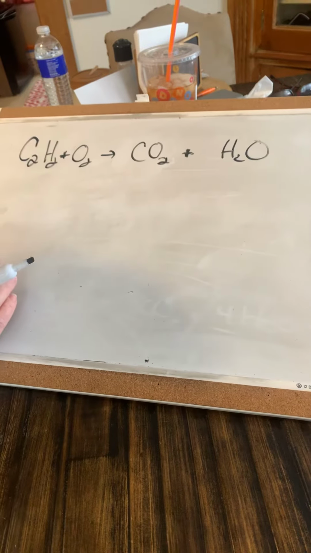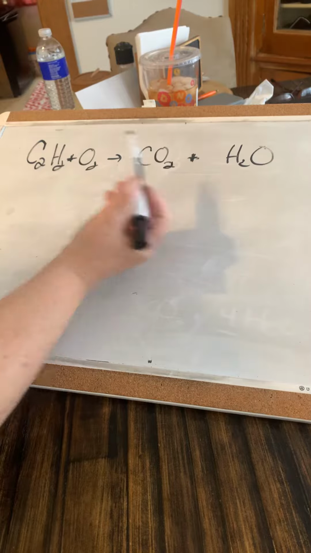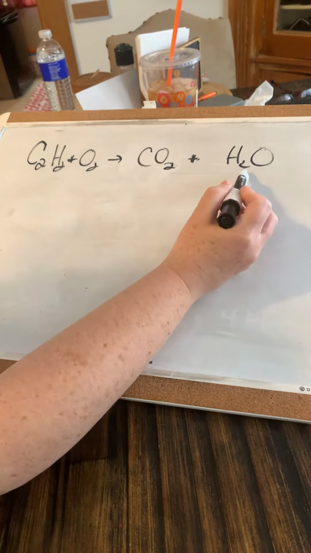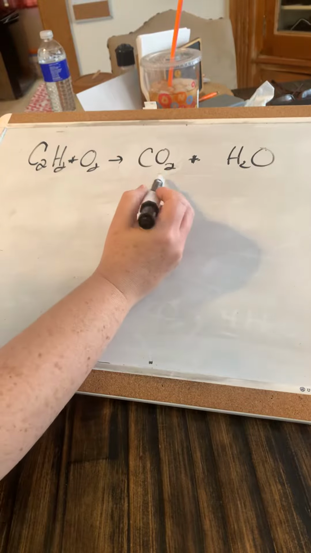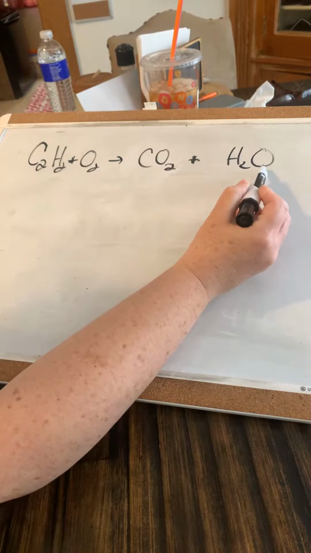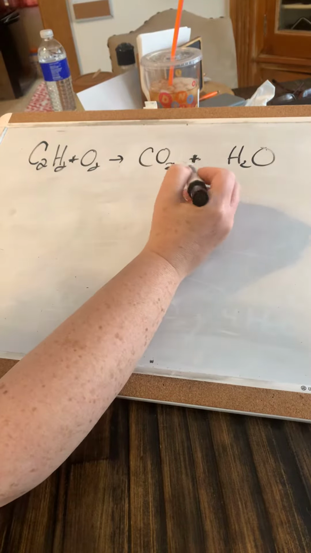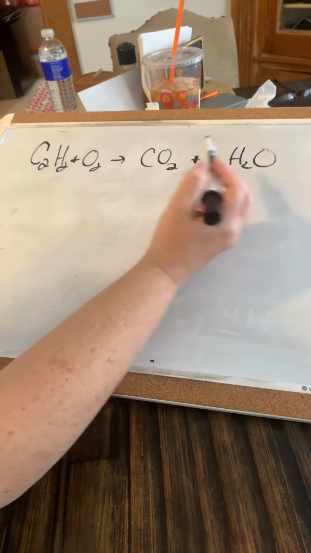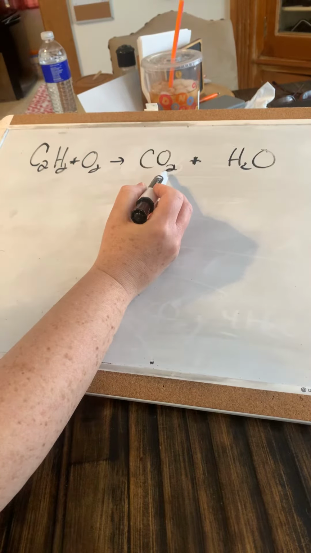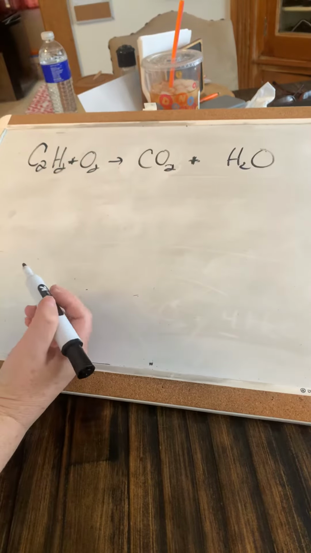So let's take a look. You have 2 C's over here, you only have 1 C here. You have 2 H's here, you have 2 H's here, so that's okay. You have 2 O's here, but look over here, you have 2 and 1. So you have 3 O's over here. When you have an addition sign between the 2 O's, you have to add them. So this subscript tells us we have 2. This subscript tells us we have 1. 2 plus 1 is 3.